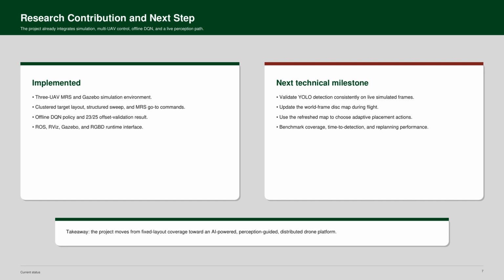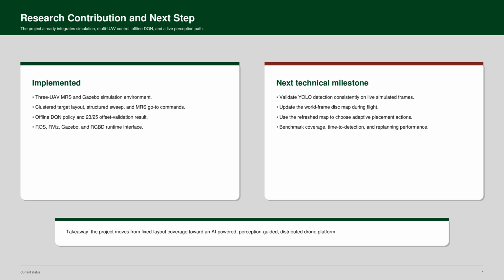Now, the main contribution of this project is the integrated platform. The system already includes a 3 UAV MRS and Gazebo environment, clustered target generation, sector-based sweep trajectories, ROS control commands, RViz visualization, front-pitched RGBD camera feeds, and an offline DQN coverage policy. The project also now has a clear connection between perception and planning. The scan can detect and merge unique target observations instead of treating the first detection as the end of the mission.